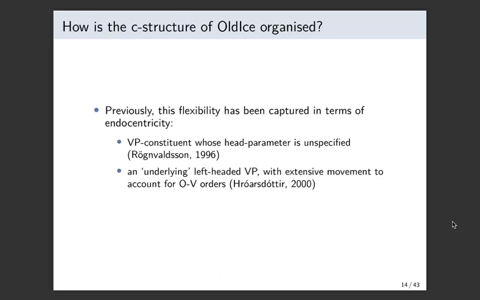Now previously this flexibility, this OV-VO flexibility, has been captured in terms of endocentricity. So Rönnvoldsen proposes that we've got a VP constituent whose head parameter is unspecified. And Hroarsdottir says we've got underlyingly a left-headed VP with extensive movement to account for OV orders. So both analyse it in terms of having a VP constituent which is endocentric.